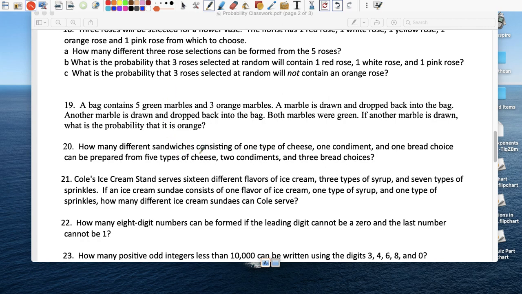Well, the number of choices times the number of choices in the next and times the number of choices in the next. So for cheese, there were 5 selections. For condiments, there were 2, like ketchup, mayo, mustard, and 3 bread choices. So there was a total of 30 possible different sandwiches you can make with that.